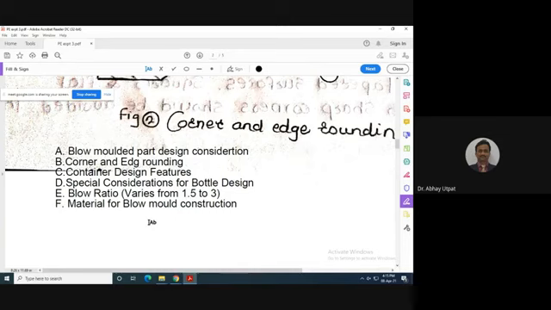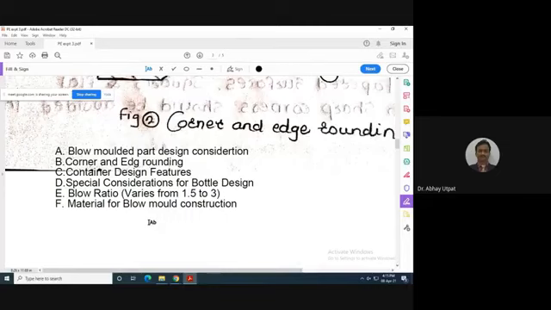So friends, what we have covered in this design consideration of blow mold, as I already mentioned at the start, there are no such calculations, only the parameters are considered. It includes blow molded part design considerations: neck, base, shoulder, body, other base, curves. Then second is corner and edge rounding, where care should be taken that there is no wall thinning at the corner or edge.